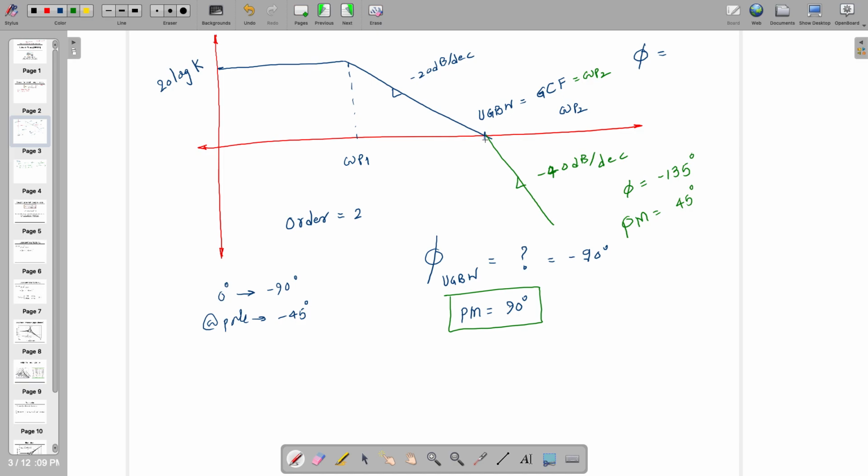There is no other way. But if you keep this pole on the other side, outside UGBW, the system will have a phase margin greater than 45 degree. If it is lower than that, you can see some ringing. If the pole goes inside, you will see something like a phase margin of, sorry, 0 degree. If the second pole is here, how much phase margin will there be?